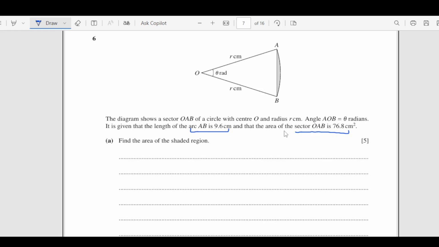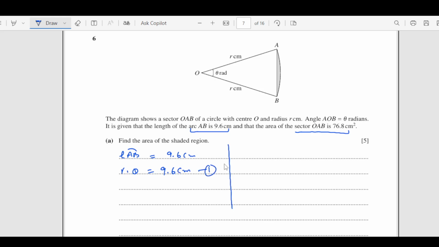So let's see what we are given here. We have the length of arc AB. Let me rewrite here. The length of arc AB is given to us as 9.6 centimeters, right? The length of arc formula is r theta equals 9.6 centimeters, but we do not have r, we do not have theta, so we are just leaving it like that here.